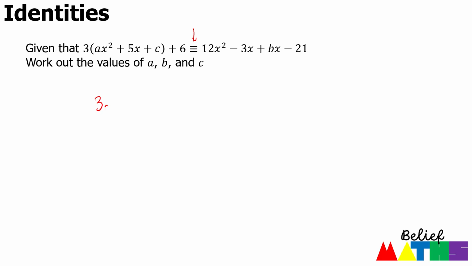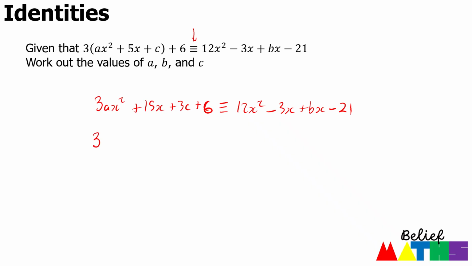So you get 3ax squared plus 15x plus 3c plus 6 is identical to 12x squared minus 3x plus bx minus 21. Now what we're trying to do is find a, b, and c. So we're going to bring all our a's, b's, and c's to one side and all of our non-a's, b's, and c's to the other side. So I'm going to put my a's, b's, and c's on the left hand side.